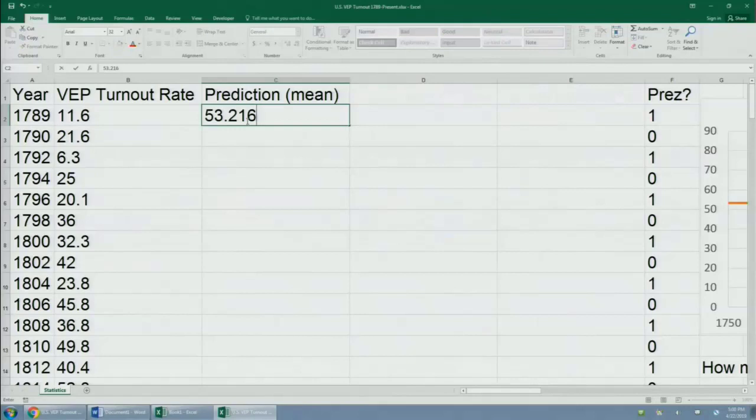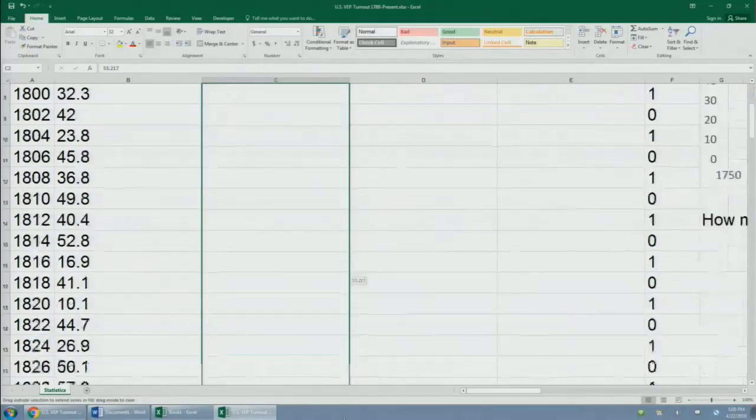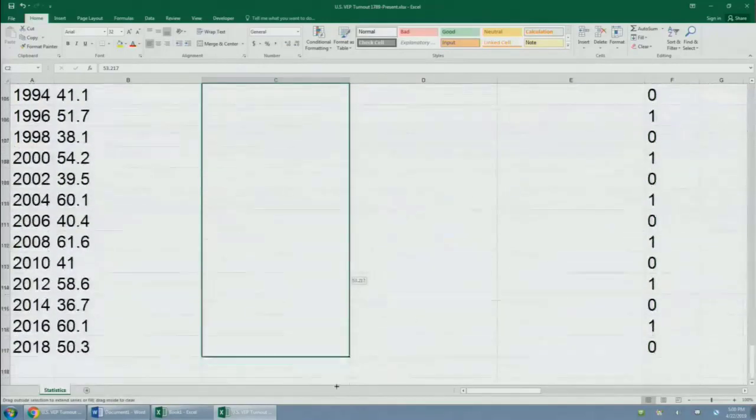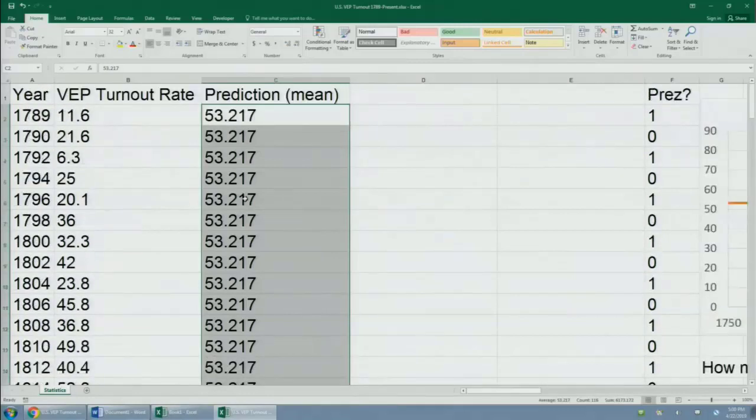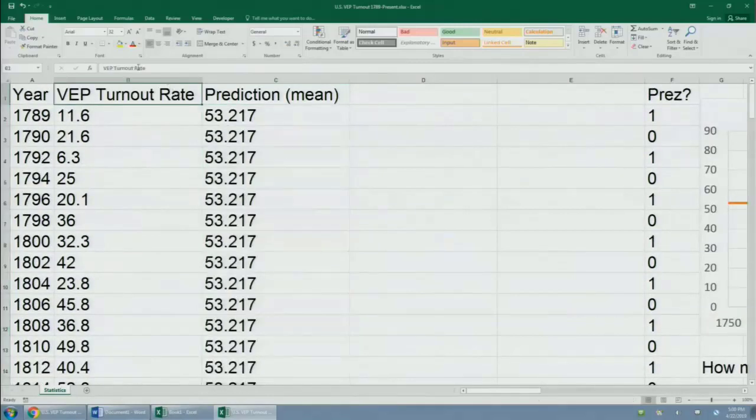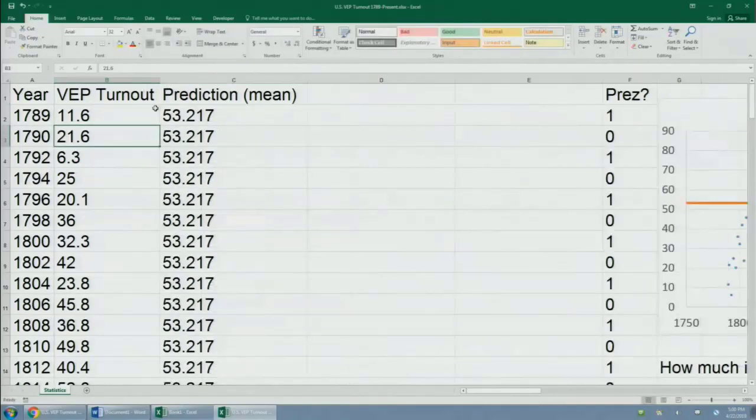53.217. No matter what the year, that's what that line predicts. It's a pretty basic prediction, right? And actually, I'm just going to turn that into VEP voter turnout so we can stick those guys closer together.